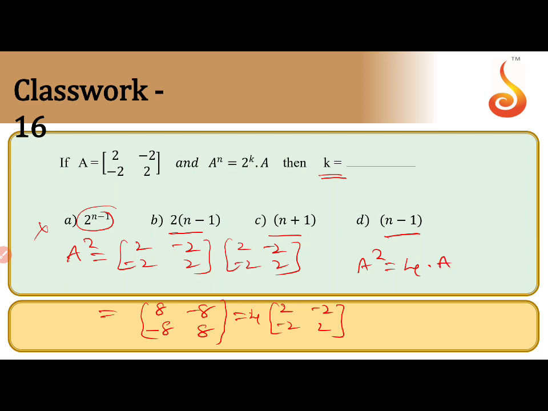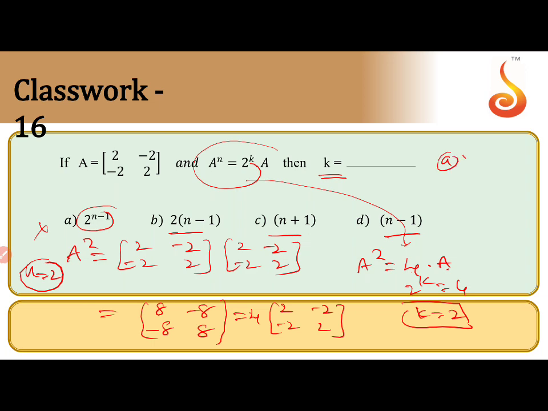So you got a square equal to 4 into a. You can compare with this. So a square equals 4 into a. That means 2 power k equals 4. k must be 2 only here. So go to the options. Which option gives k equal to 2 by taking n equal to 2? What I did, a square means n equals 2, I substitute here. So option A is already ruled out. Option B: 2 into 2 minus 1 gives 2. What is the k value?